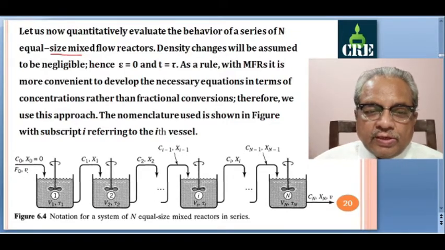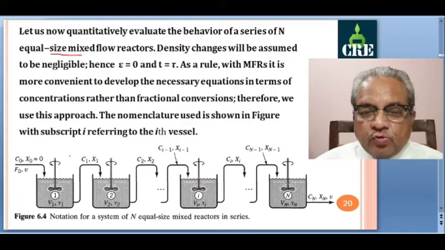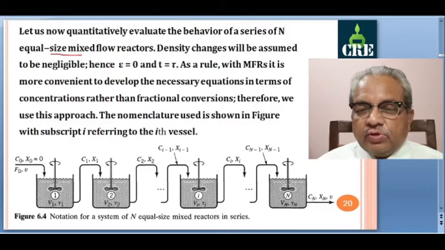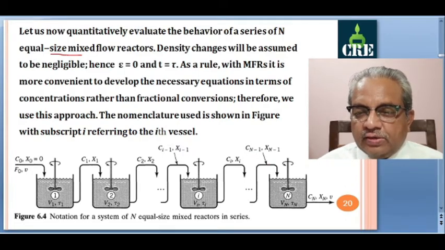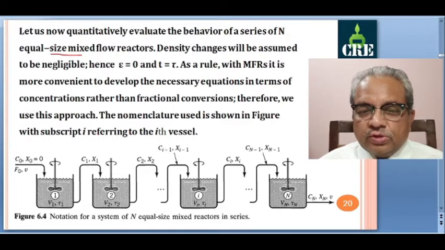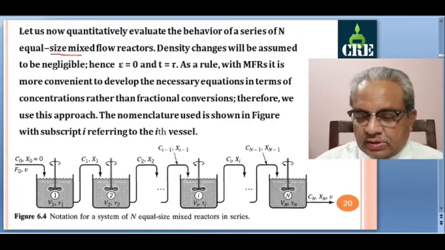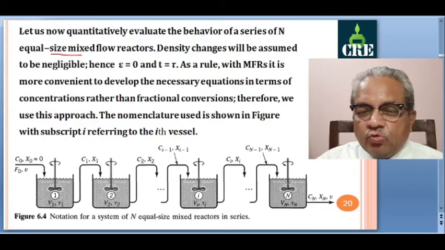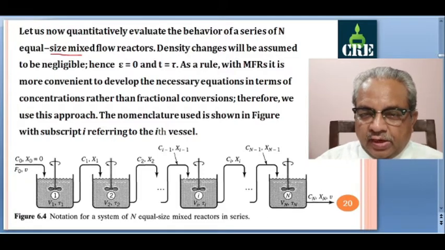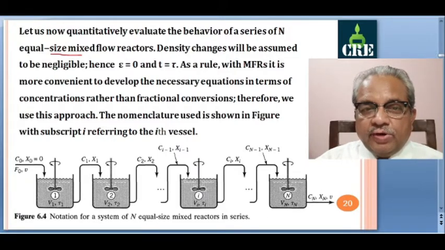So in V1 what is entering? C0. In V2 entering is C1, leaving is C2. Ith reactor entering from the i minus 1th reactor and leaving Ci. And in the nth reactor entering is the exit stream from the n minus 1th reactor, and this is leaving as Cn. So this is the nomenclature, and equal mixed size reactors in series. So this XA1, XA2, Ca1, Ca2 you can use, or you can drop the subscript A, which represents component A, for the sake of brevity.